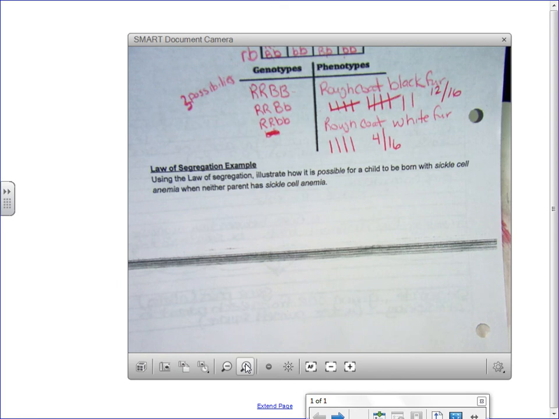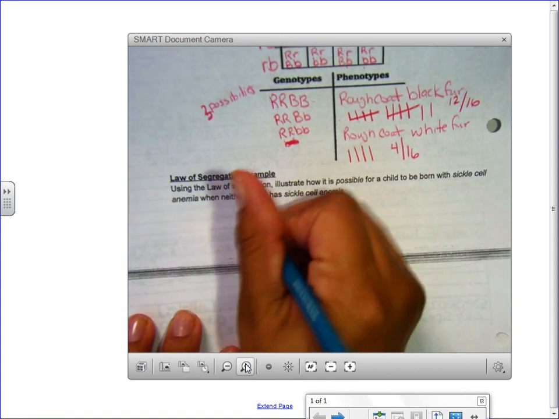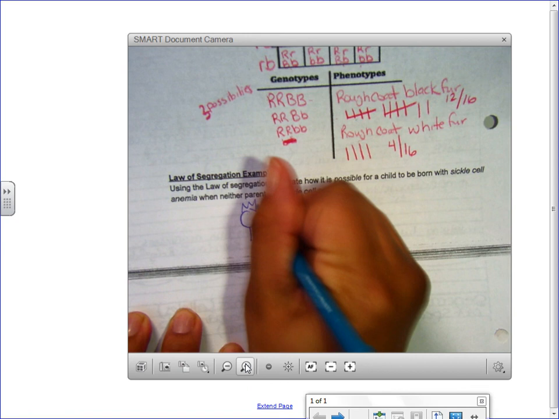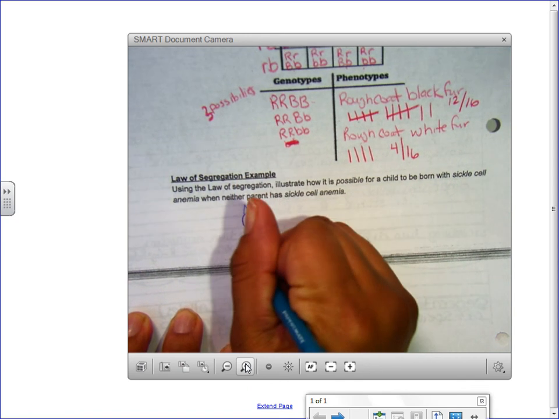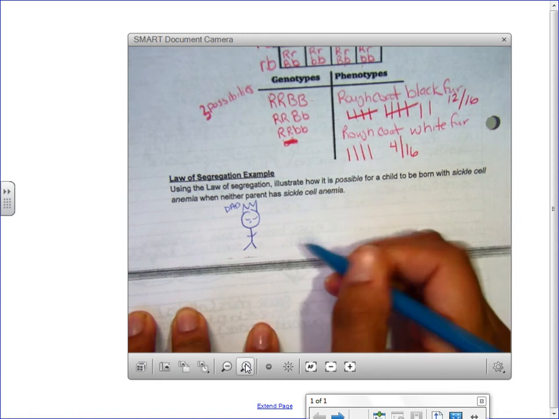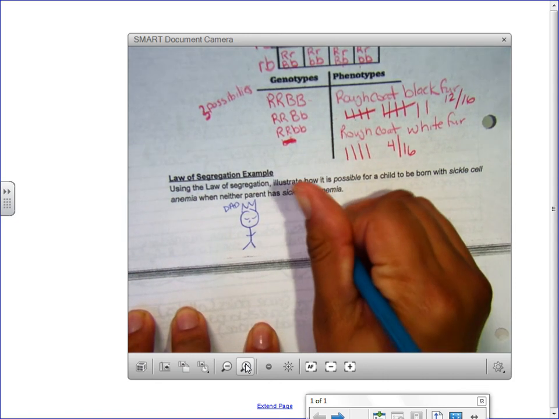Remember, the law of segregation states what? Gene pairs separate. You get one from your mom and one from your dad. So then let's illustrate this. Here, we're going to draw dad. This is dad. And we're going to draw mom.